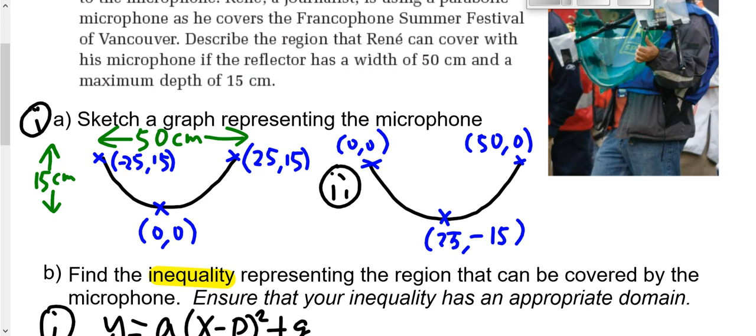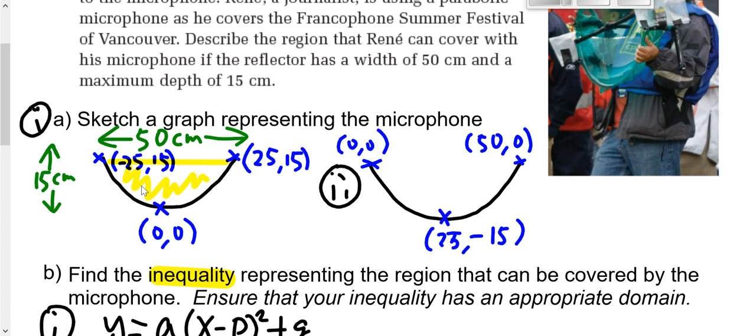Okay, so I hope you all agree that I should be shading this region like this. Describe the region that Rene can cover with his microphone if the reflector, so cover up this, so therefore it will be here, this region.